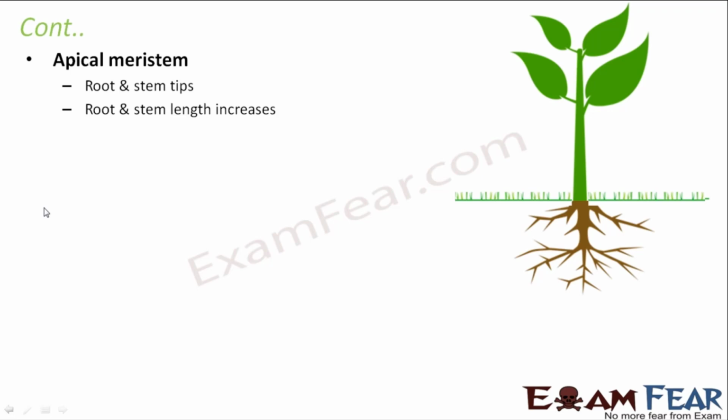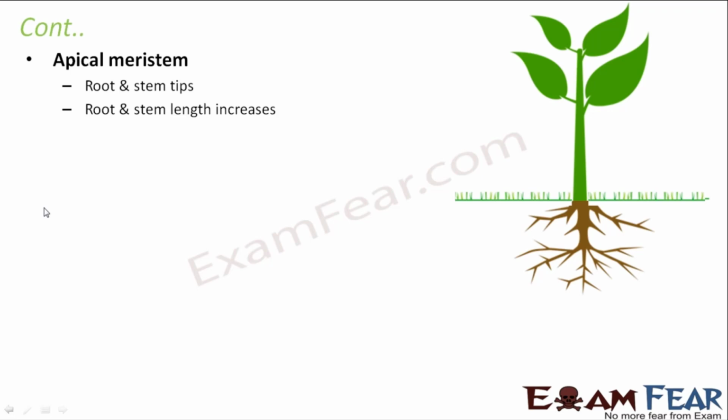As the name suggests, it is present at the apex, that is at the tips. So it is present at the root and stem tips. So it results in root and stem length increase. So this meristem will actually result in growth of the plant, be it primary growth or secondary growth.